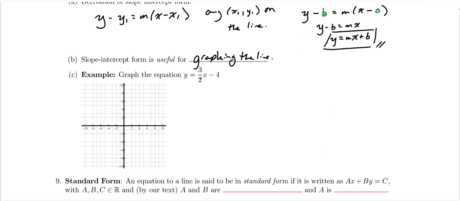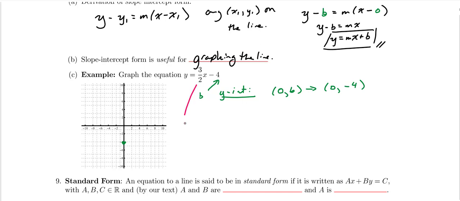Let's go ahead and graph the line y equals 3/2 x minus 4. So the first thing I'll do is plot the y-intercept. We can read this straight off, just by lining things up, that our b value is -4. And so the y-intercept is always the ordered pair 0, comma b. In this case, we would have the ordered pair 0, comma -4. So I can go plot that y-intercept right there.